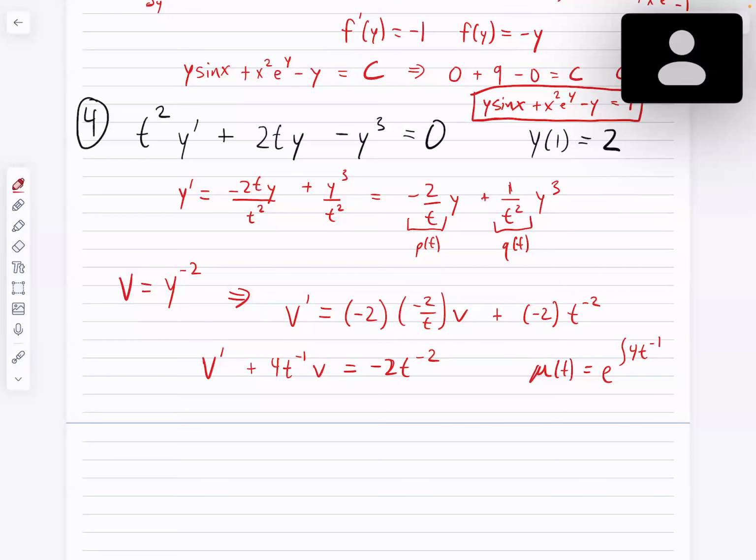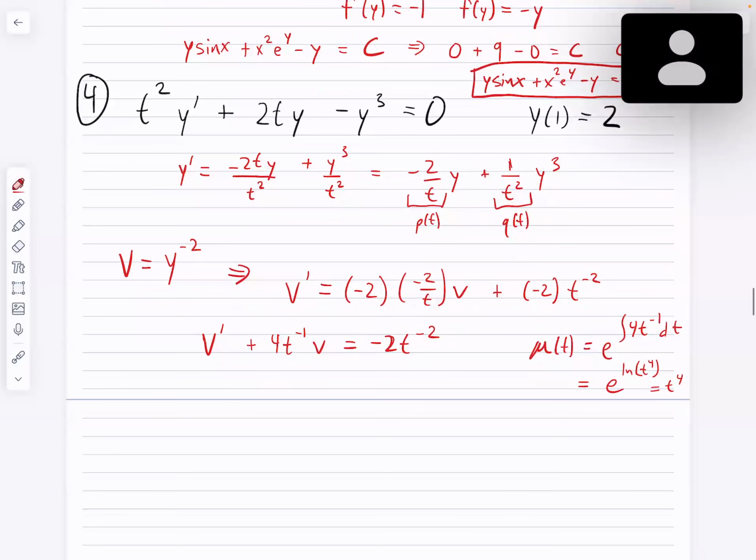Wait a second. No, that's not right. Oh, it's going to be 4 ln t. It'll be e to the ln of t to the 4th, because the 4 becomes a multiplication up there, and so this is just t to the 4th. So that's our integrating factor. So I multiply everything, I get t to the 4th, which is the integrating factor, times v equals the integral on the right-hand side, by multiplying by t to the 4th, negative 2t squared dt.